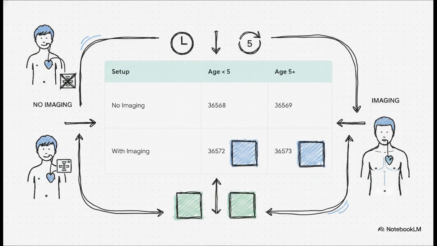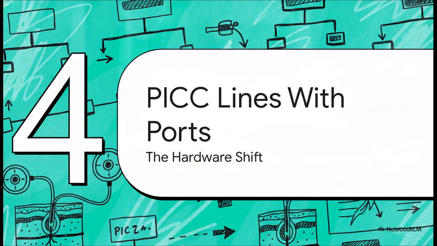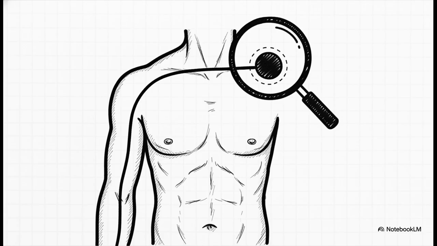Let's jump to Section 4, PICC lines with ports, the hardware shift. Here's a distinct variation in our flowchart. What happens when the device includes a subcutaneous port? This physically changes the hardware, which means we branch off to a completely new area of the decision tree. These devices are unique because everything is neatly tucked away internally. The catheter goes through an arm or leg vein, but it's attached to a port implanted entirely under the skin. No part of the catheter remains outside the body. It's a completely closed internal system.